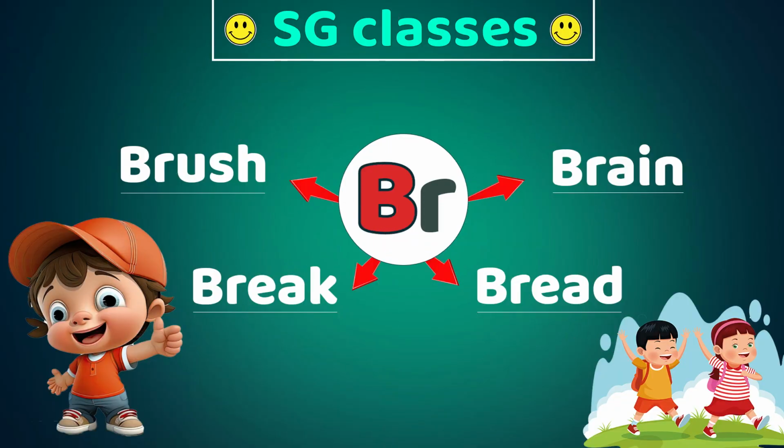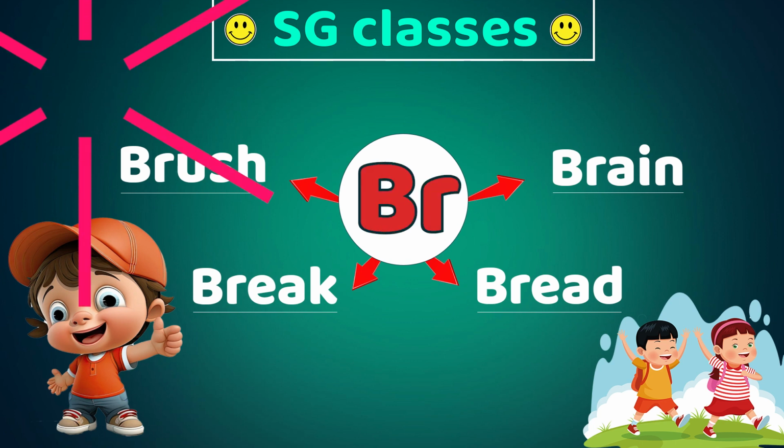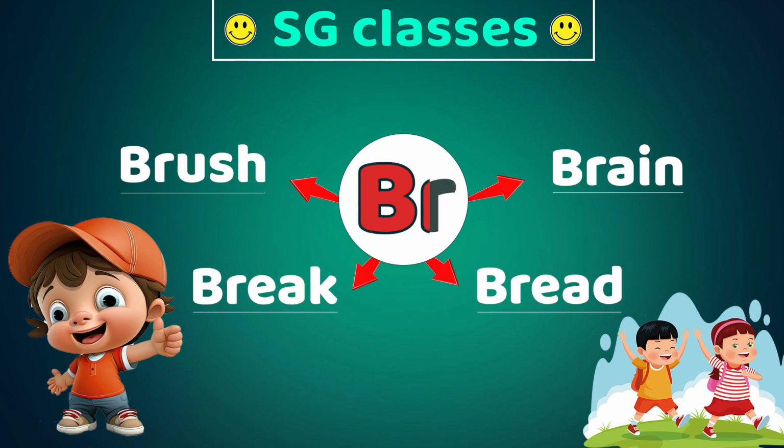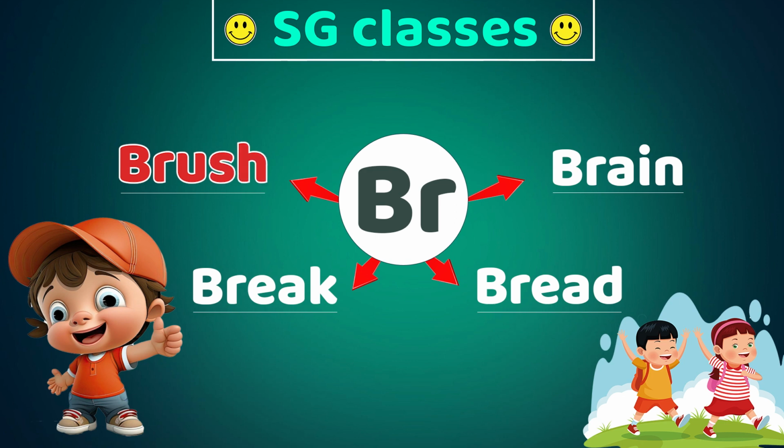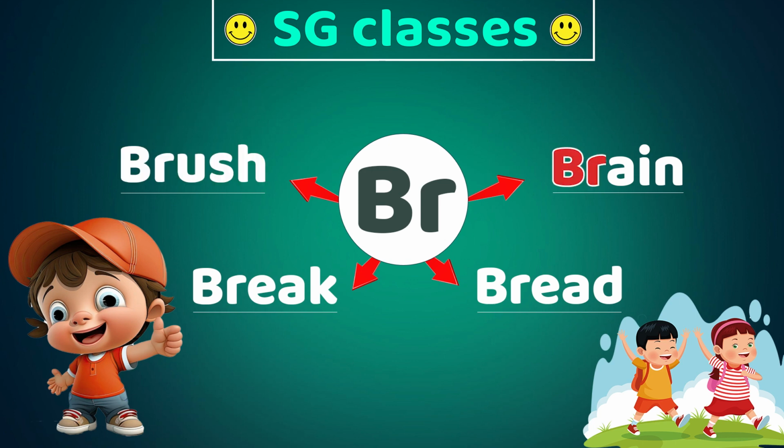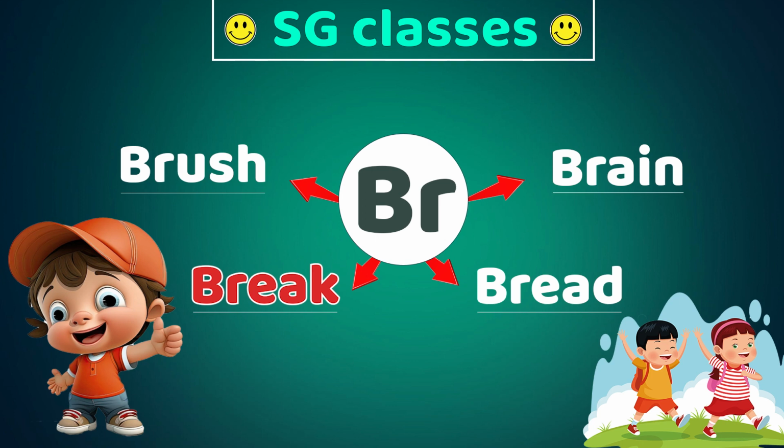B, R, bra, bra, bra. Ba, ra, bra. U makes the sound of uh: bra, sh, brush. Look at his fancy blue brush. Brush. Bra, ai is a, bra, a, brain.